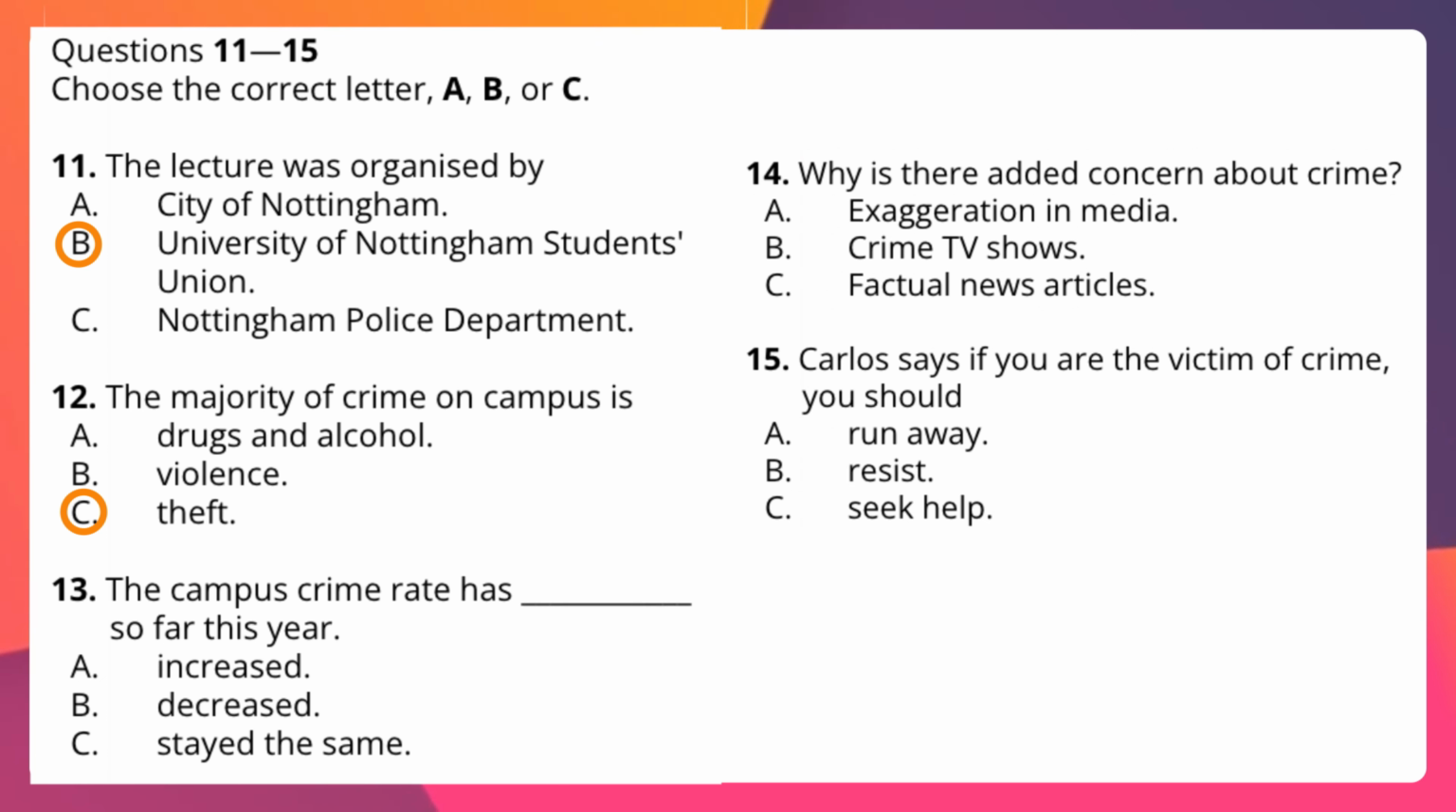Coming to the 13th question, where a clear description of paraphrasing is mentioned. The speaker described the crime rate, the past one, the future one as well as the present one, and the speaker clearly said that this year, it is fortunate enough to hear that the campus crime rate has fallen down. The meaning of fallen down is decreased. And then we come to the conclusion that the answer is going to be B.